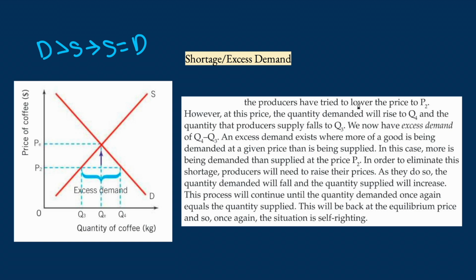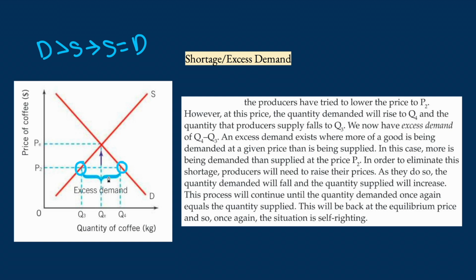Here, the producers have tried to lower the price to P2. However, at this price, the quantity demanded will rise to Q2, and the quantity that producers supply falls to Q1. As you guys can see here, wherever you cross this, once again, you're going to cross both of the curves at the same time. It's QE. However, for the lowered price, it crosses the supply curve here, crosses the demand curve here.